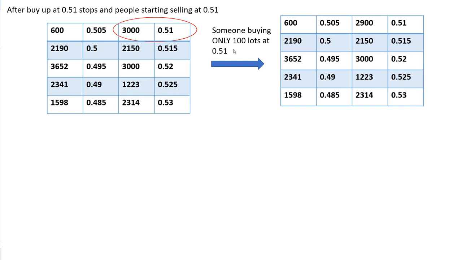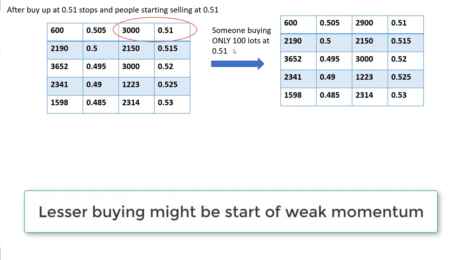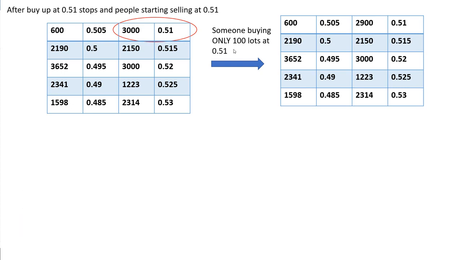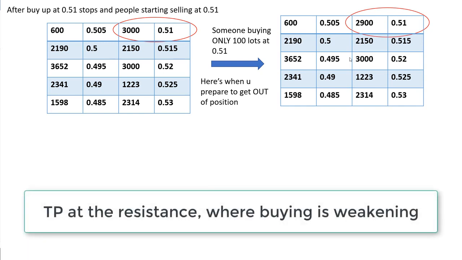If no, you realize that there is only just 100 lots being bought up at 51 cents after a while, that means that there might be a weakening buying momentum. There's no one else looking to buy at 51 cents. It has reached a resistance. Your confirmation, or rather your suspicion that 51 cents is a resistance might be true. And this is where you might want to prepare to get out of a position. And there is another possibility.